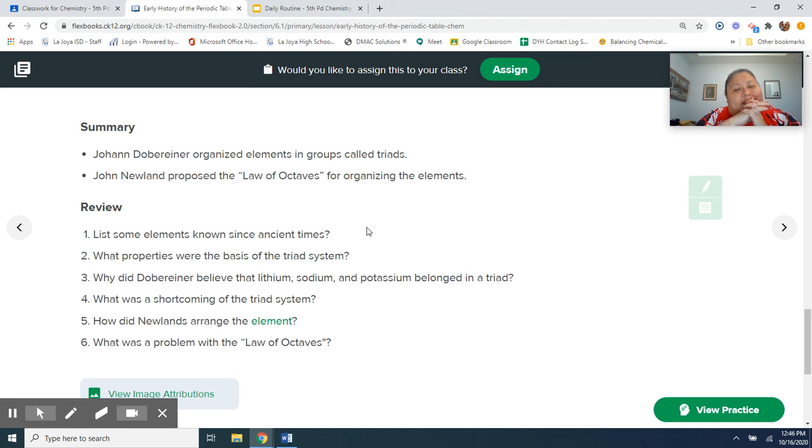Okay, and both of them were rejected, and they both had their faults as far as all the elements in the periodic table were concerned. They were not able to be put in triads or into the law of octaves.